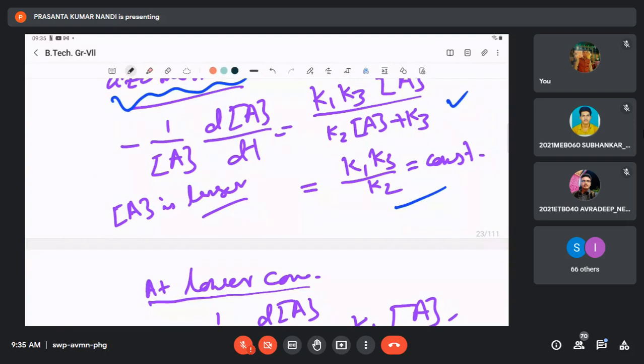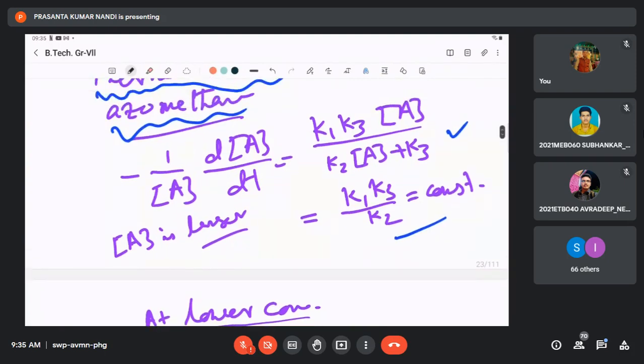Now suppose A is larger, then what happens? If the concentration or pressure of A is much larger, then on the right hand side, we can write k1k3 by k2. This ratio is simply constant because these factors depend only on temperature. So it is a constant quantity.